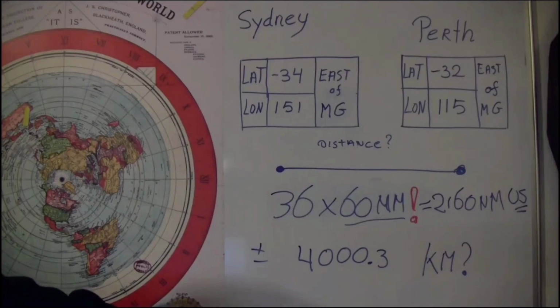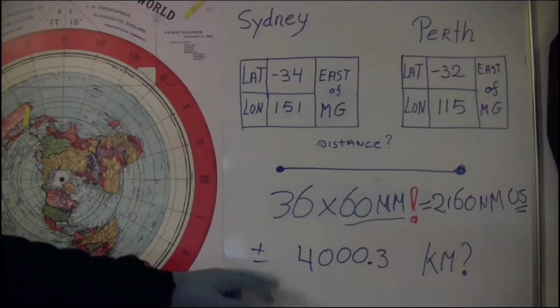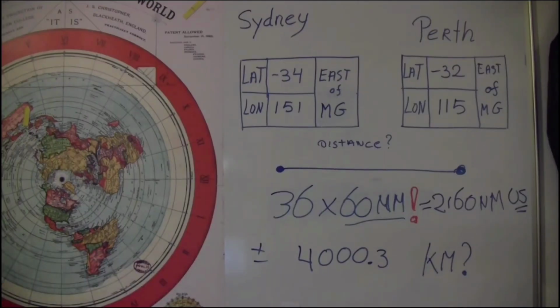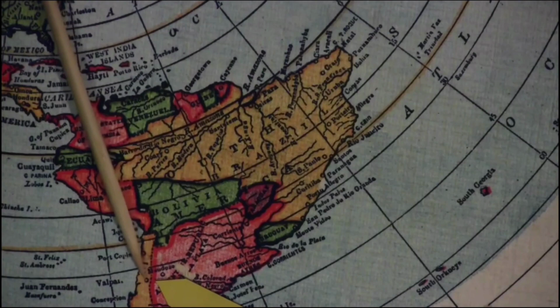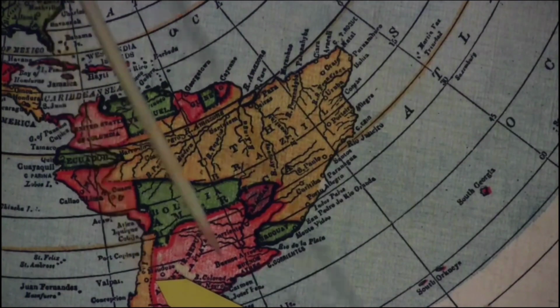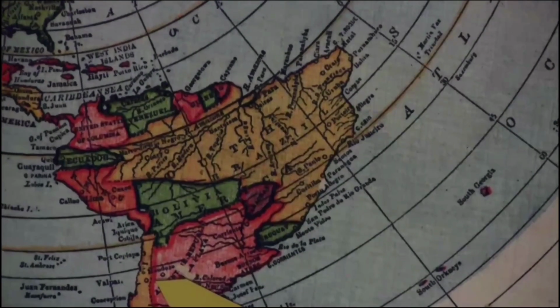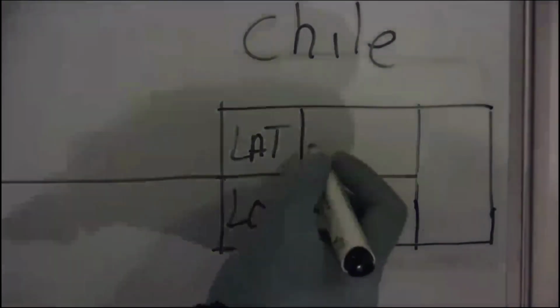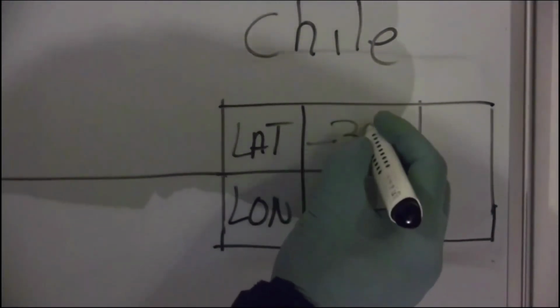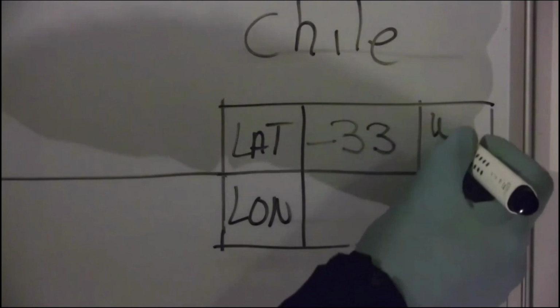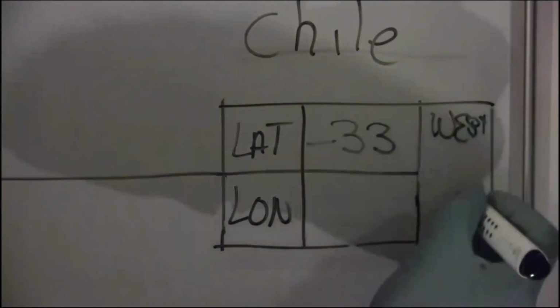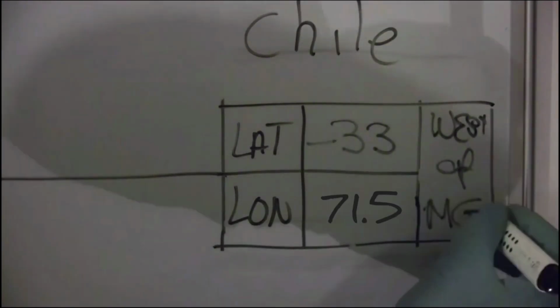So not 5,000 miles. That's not the way the AE map works. So now we're going to check the distance between Sydney and Santiago. And since we already got the coordinates for Sydney, we're going to do Santiago. And I've already showed y'all how to do it, so I'm just going to skip to the results. So for Chile, we have 33 south latitude. And for longitude, it's 71.5 west of Greenwich.